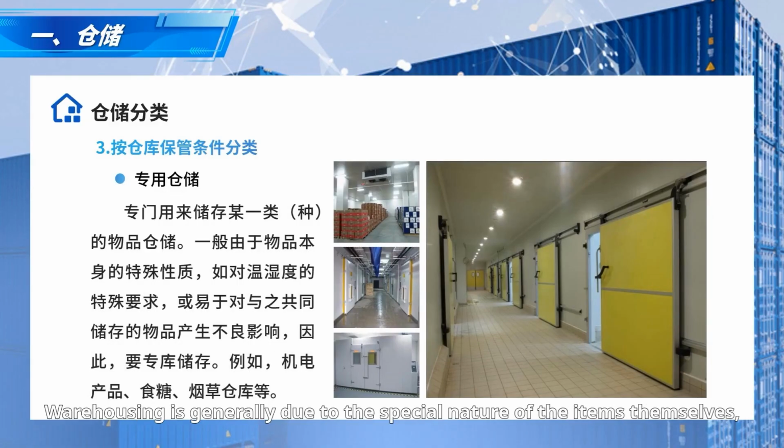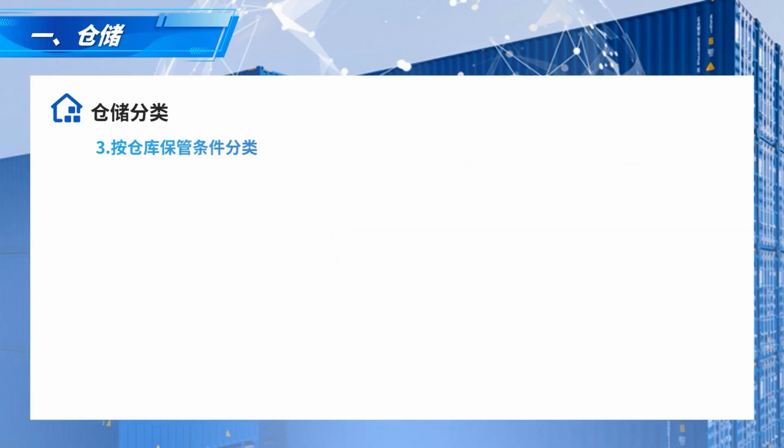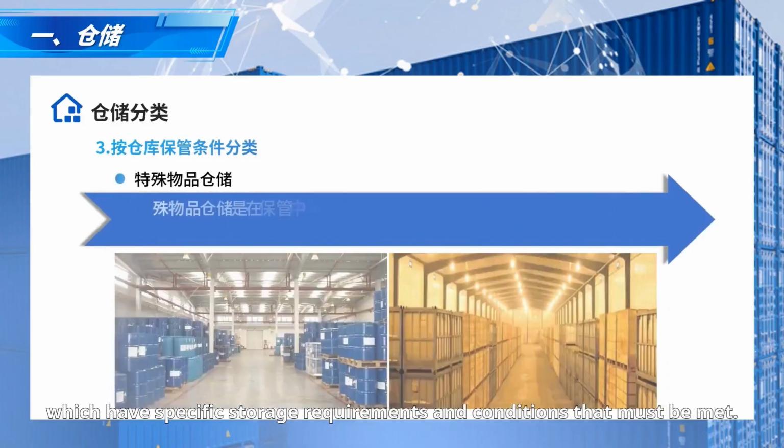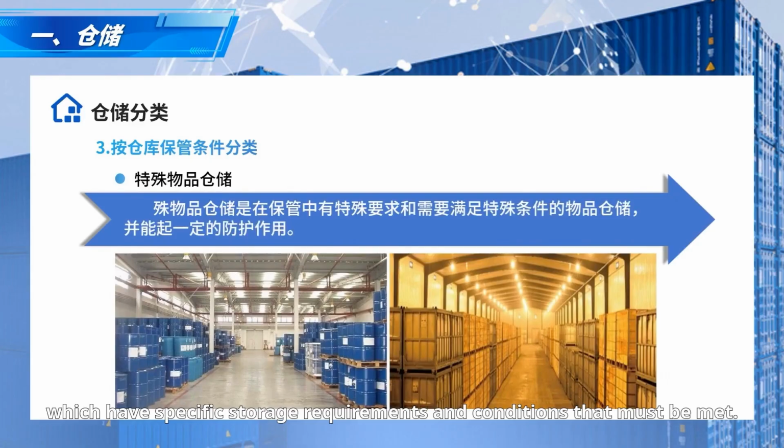Such warehousing is generally used due to the special nature of the items themselves, such as special requirements for temperature and humidity, or items that easily have adverse effects on other items stored together. Therefore, dedicated storage is required for products like mechanical and electrical goods, sugar, and tobacco. The third category is warehousing for special items, which have specific storage requirements and conditions that must be met, and it can provide a certain degree of protection.